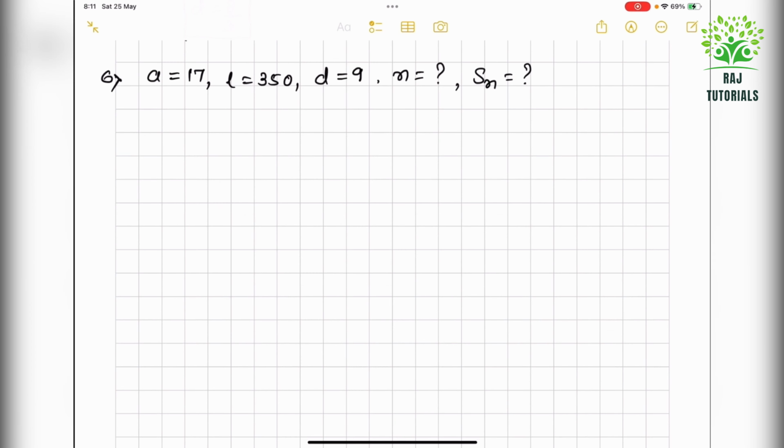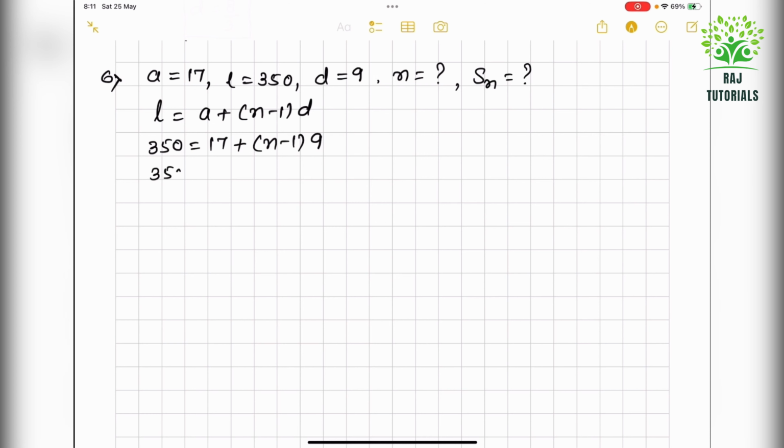Now sum 6. I am given the first term and the last term are 17 and 350 respectively, and the common difference is 9. Find the number of terms and sum. So here a equal to 17, l equal to 350, d is given as 9. So we know that l equal to a plus (n minus 1)d. So 350 equal to 17 plus (n minus 1) into 9.